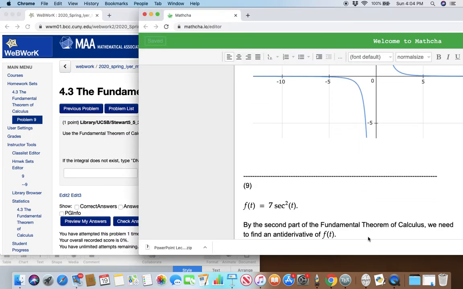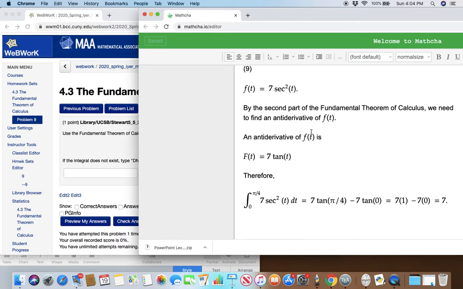We are going to use the second part of the fundamental theorem of calculus. In other words, you need an antiderivative of f. The antiderivative of secant squared is tan t. Remember, the derivative of tan is secant squared. So the antiderivative of secant squared is tan. So you have found an antiderivative. All you need is one. No need to write the constant.